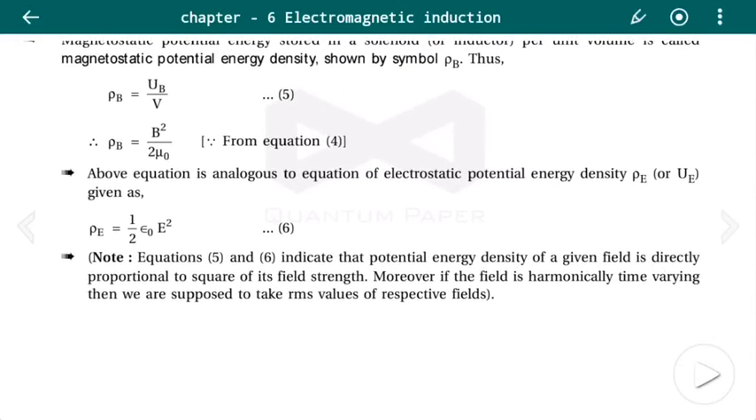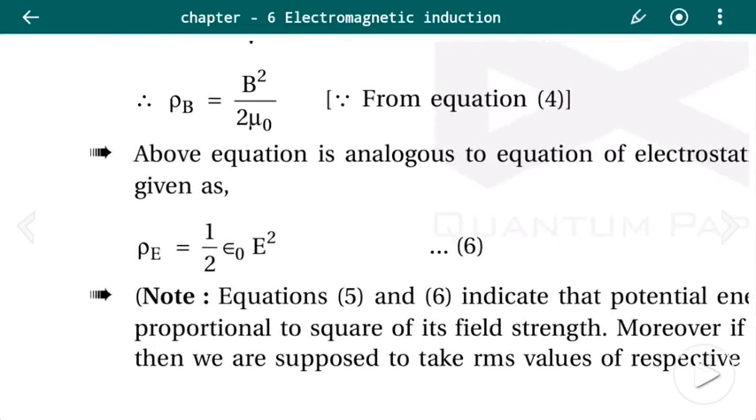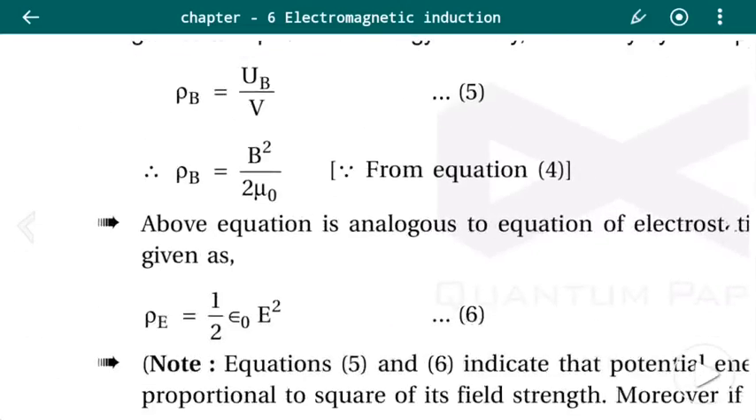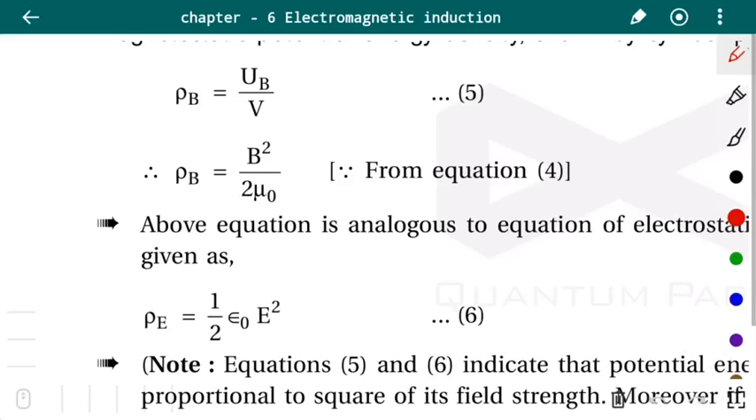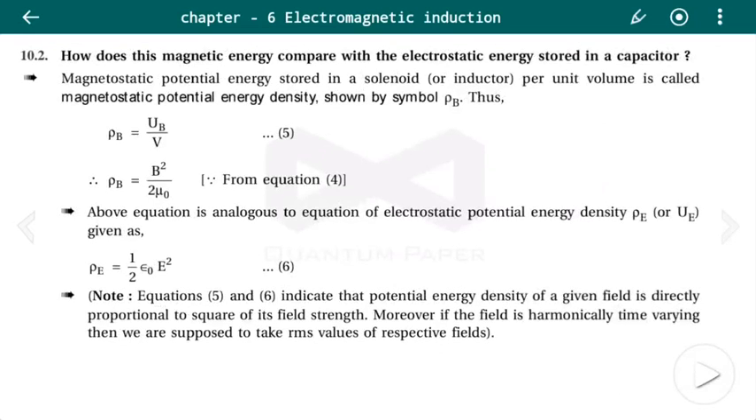And this equation is similar to that of the electrostatic potential energy density rho E, that is rho E equals half epsilon 0 E square. So when you compare both these equations, we can see that mu 0 is constant over here as well as epsilon 0 is constant. So the density is proportional to the square of the magnetic field in case of the magnetic potential energy, and for the electrostatic potential energy the density is proportional to the square of the electric field. So both equations are analogous. So students, you may copy down this numerical.